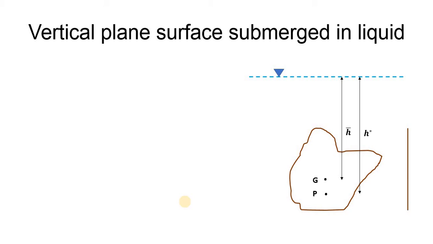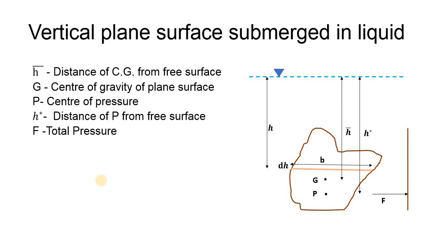Now on the other angle we can look at this irregular body as a straight line. Now F is the hydrostatic force which is acting on the vertical plane, and this F will directly act on the point P. Let us consider a micro strip with b as the width and dh as the thickness, and this is the rectangular elemental strip. So h is the distance from the free surface to this elemental strip. Now, we know the definitions of h bar, G, P, h star, and F.